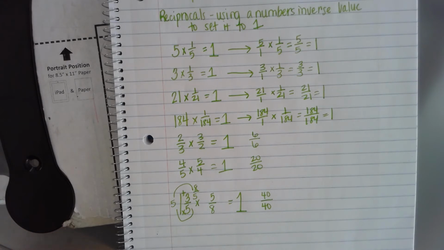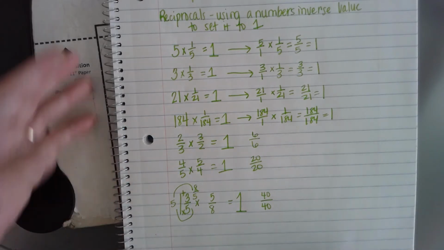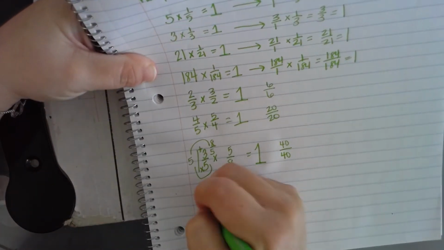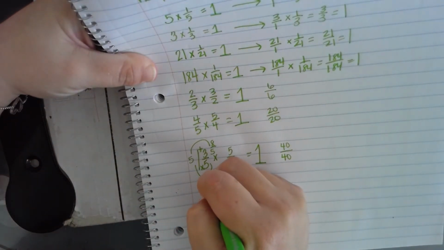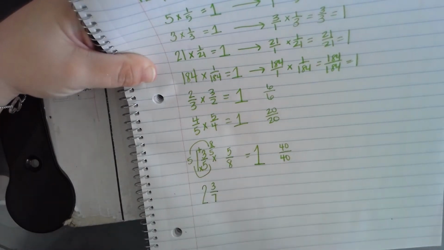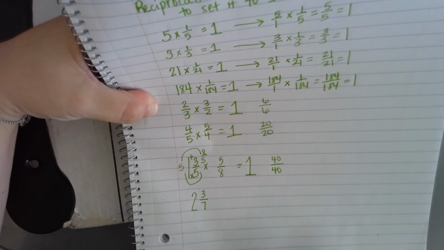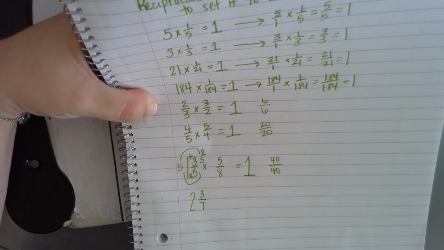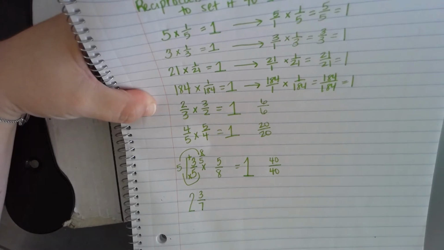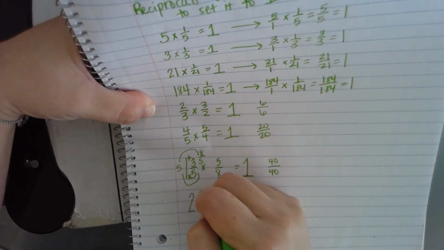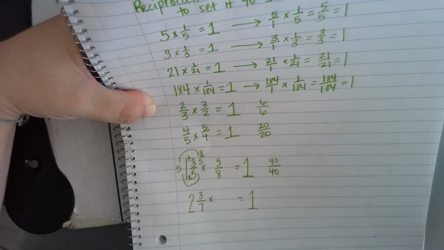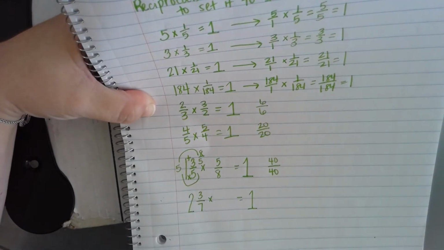Comfortable with reciprocals? Yes, no, maybe? Can we try another one with the improper fractions? I'll give you one more with an improper fraction. 2 and 3/7. And you want to set it to 1. So I need you to find its reciprocal.